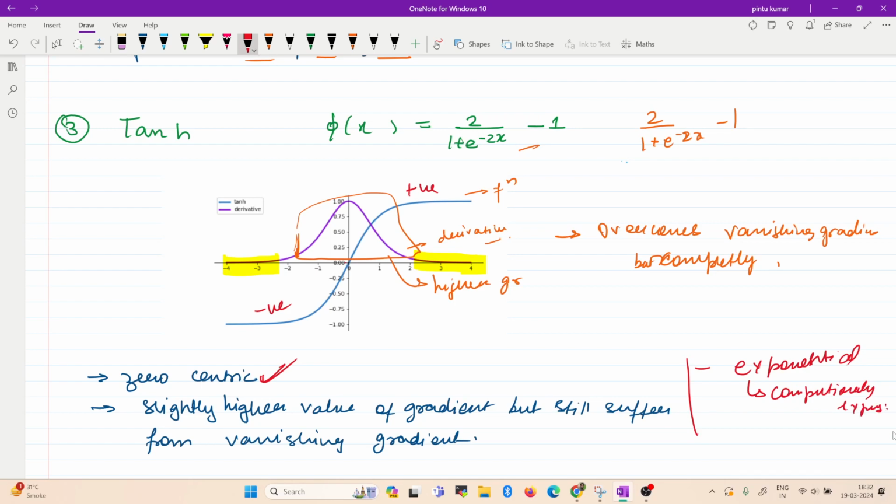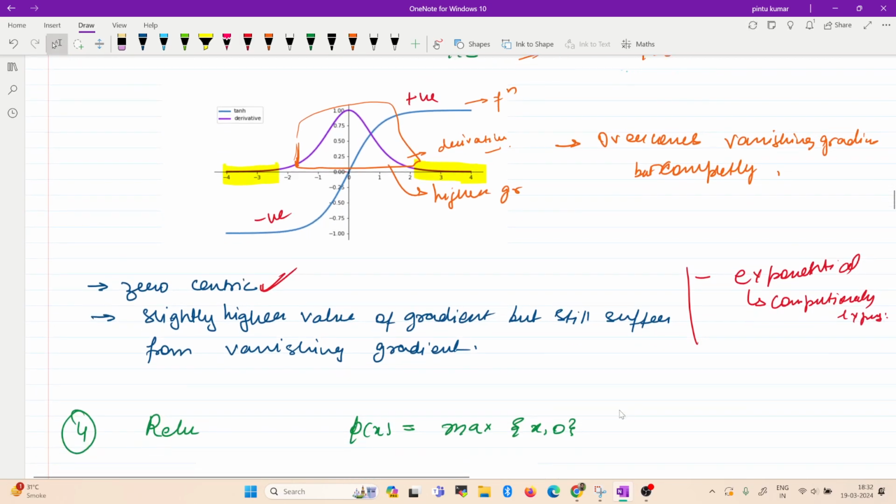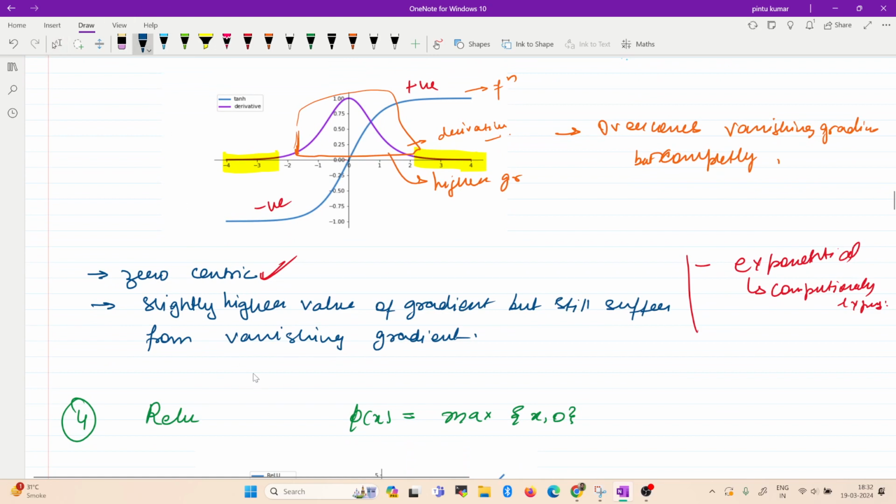Okay. And this is also pretty useful for your binary classification, because this even kinds of saturate to -1 and 1.